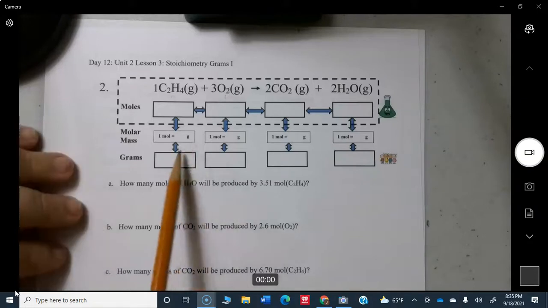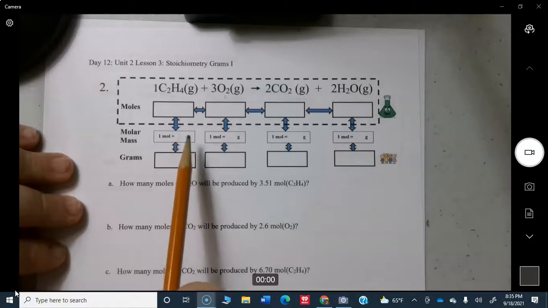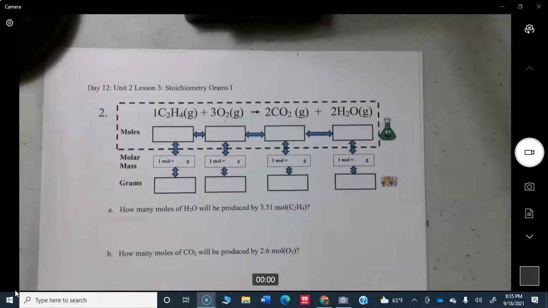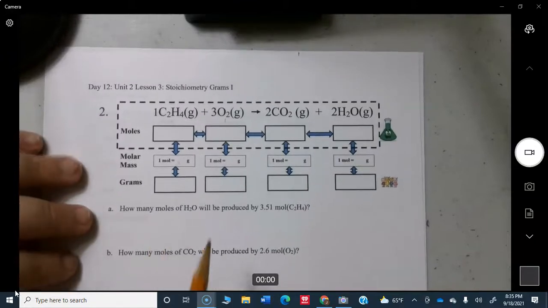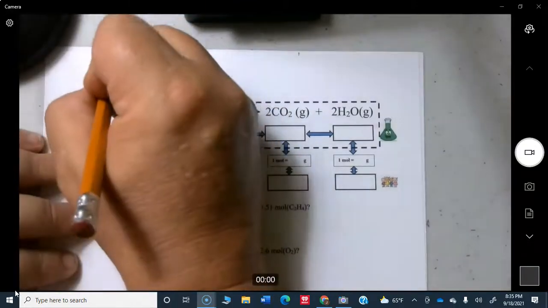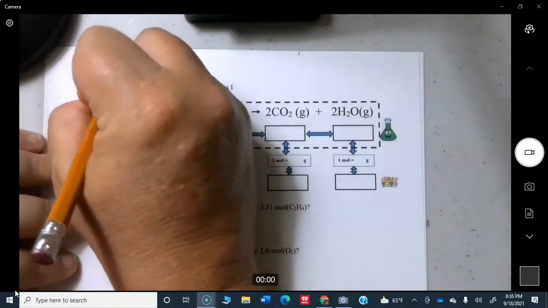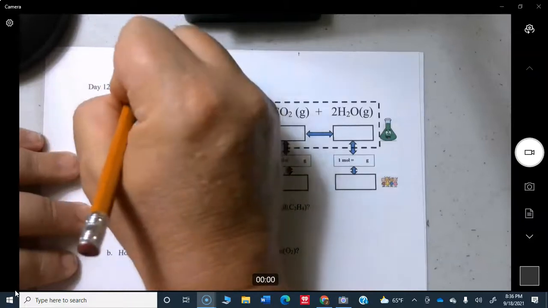So you need to calculate the molar masses, and I very rudely did not leave you space to do that here, so I'm going to do it up towards the top. So C2H4 is going to be, it's going to be carbon.